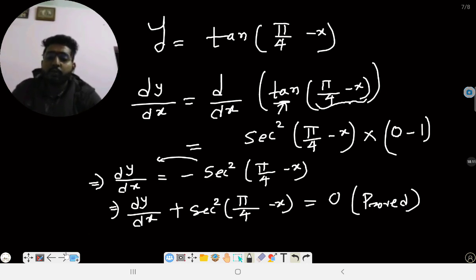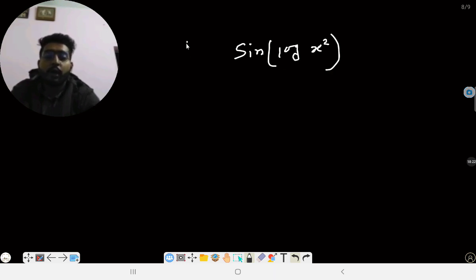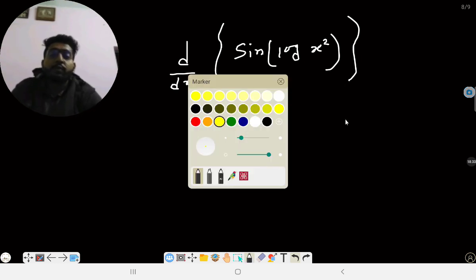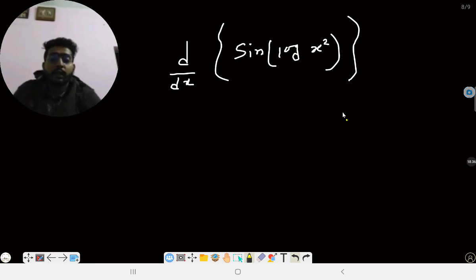Now I will discuss what the chain rule is and how to do this type of derivative. Suppose there is a function sine of log x square. How to find the derivative of this? To find the derivative of this type of function, we have to use the chain rule. Chain rule means first we differentiate the outside part, then we go one by one, like this. Now look, how many functions are there. First we can see there is the function sine, so we take the whole thing inside as one variable.